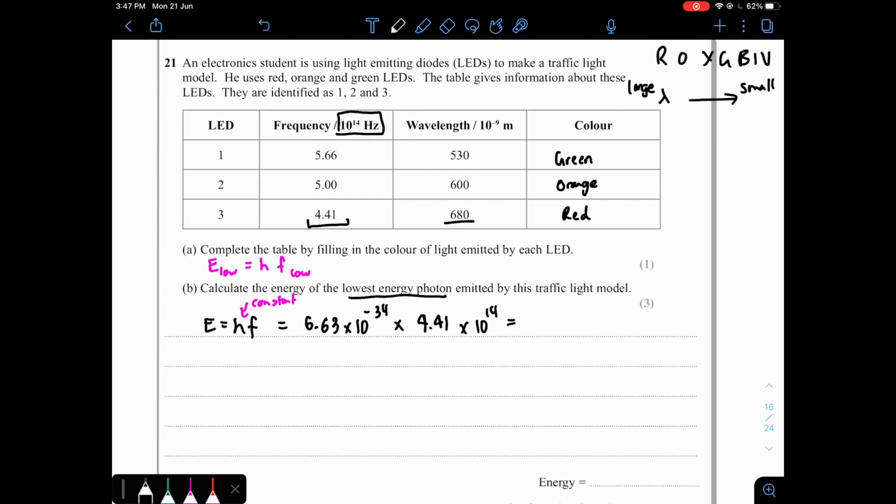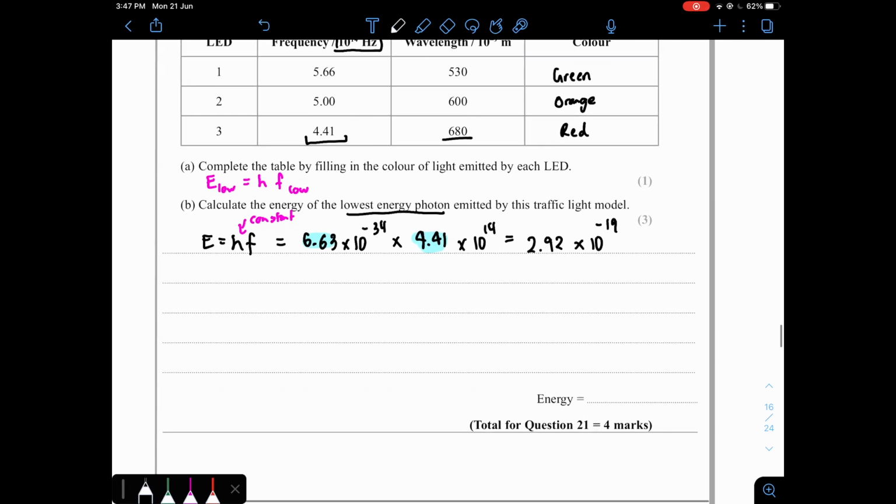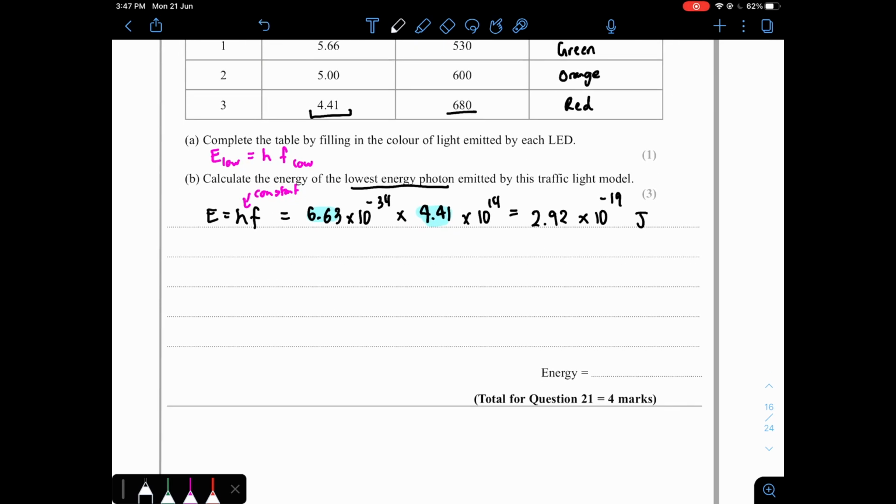You can see here they're all three significant figures. So whatever answer you get in the calculator, you're going to round it to three significant figures: 2.92 times 10 to the power of minus 19. This is obviously energy in joules. The answer is 2.92 times 10 to the power of minus 19 joules. You get 1 mark for writing the formula down, which is pretty important, 1 mark for the working out, and 1 mark for the answer.